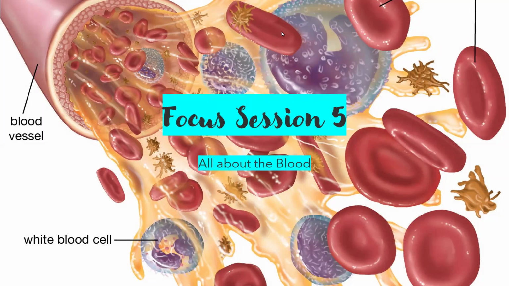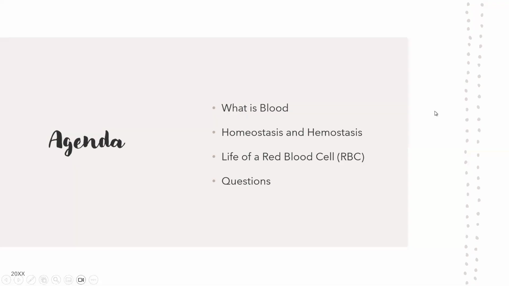Okay, hello everyone. We are looking at focus section 5. We'll be starting our hematology section, which includes blood, platelets, blood formation, and immune cells. So for our agenda, let's go over what is blood, the difference between homeostasis and hemostasis, and then go over the life of a red blood cell, the things that you want to know for this session. And then I'll cover any questions.